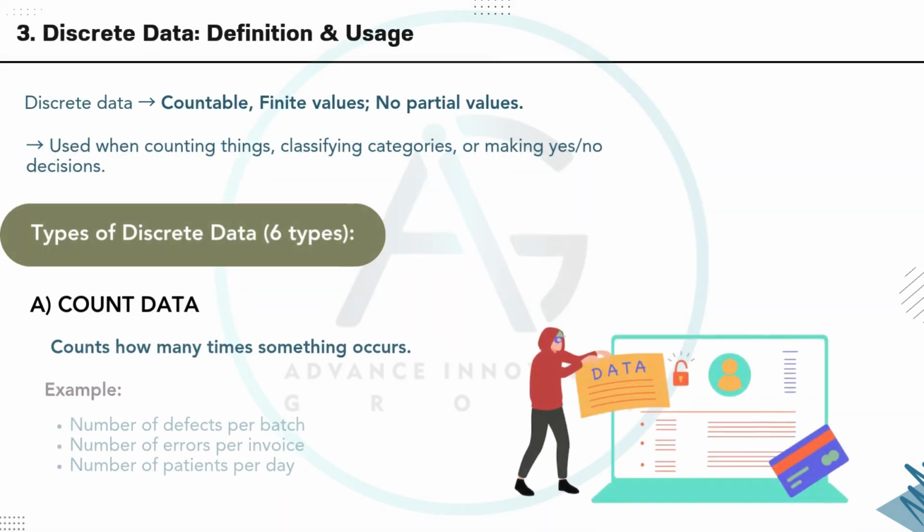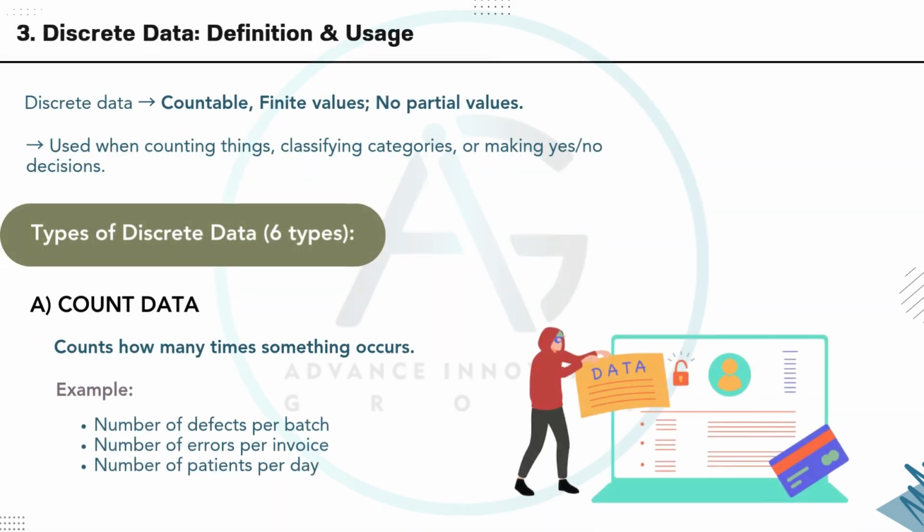Let's now dive deeper into discrete data. Discrete data refers to values that are countable and finite. You can't have partial values here. This type of data is typically used when you're counting occurrences, classifying items into categories, or making yes/no type decisions. We'll explore 6 types of discrete data.